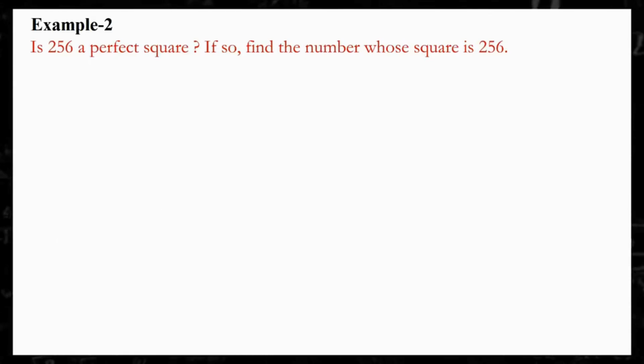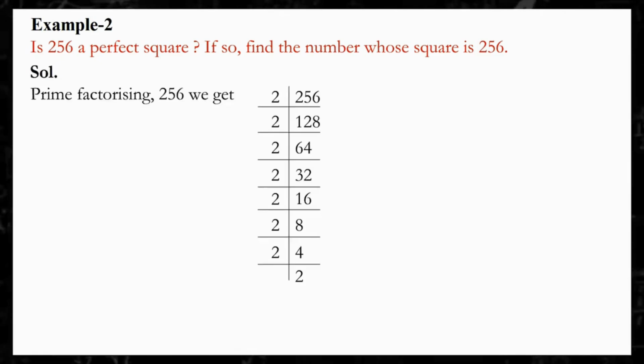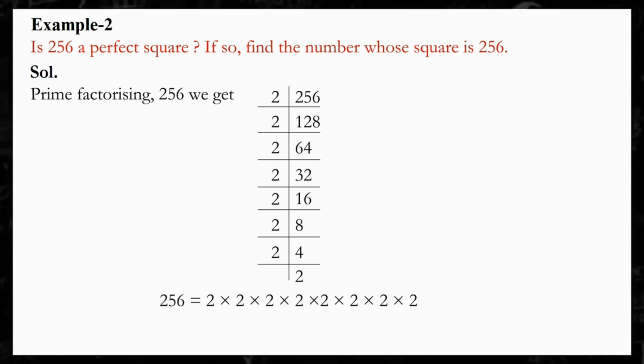Example 2. Is 256 a perfect square? If so, find the number whose square is 256. Solution. Prime factorizing 256, we get, here dividing 256 by 2, we get 128. Dividing 128 by 2, we get 64. Dividing 64 by 2, we get 32. Dividing 32 by 2, we get 16. Dividing 16 by 2, we get 8. Dividing 8 by 2, we get 4. Dividing 4 by 2, we get 2.